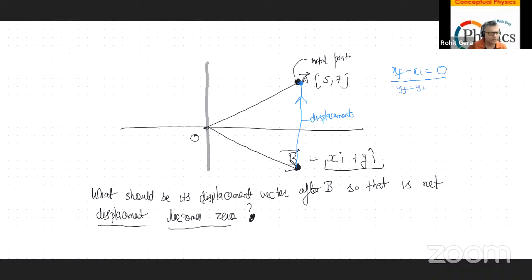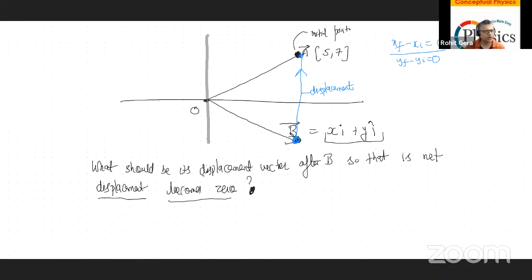Now you know the two position vectors. First, calculate when you moved from A to B, what was your displacement. First, calculate how much you actually moved. You need to find that, and then only you can decide what to do with that to make it 0. So first decide how much displacement there was from A to B.